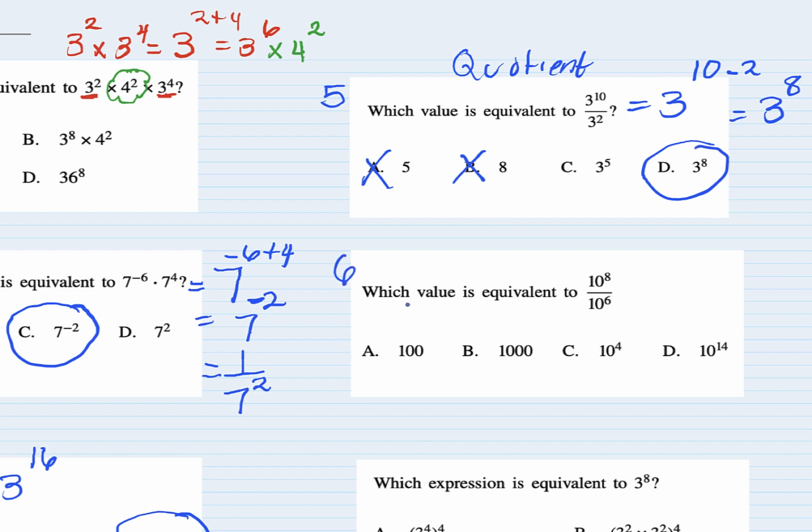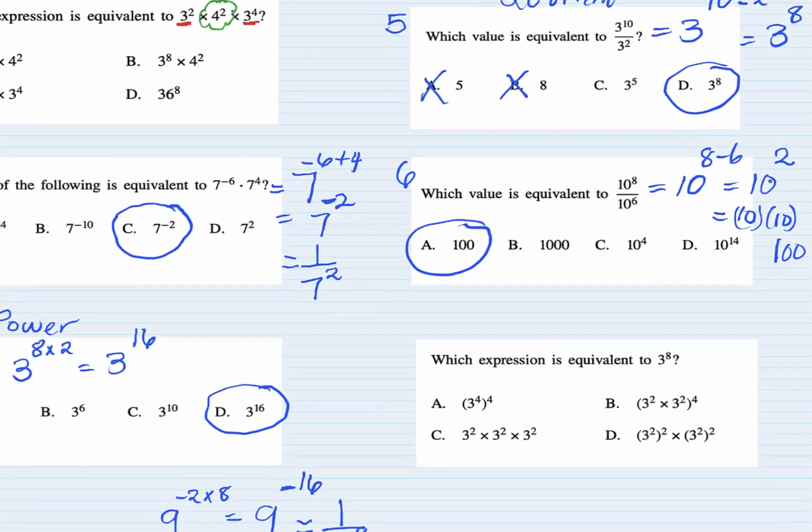Question 6, which value is equivalent to 10 to the 8 divided by 10 to the 6? So this will be 10, and then you would subtract, and you get 10 to the second, and you look at the answers and you don't see it. Now, when your exponent is pretty small, sometimes they change their answer to a numerical answer. 10 to the second means 10 multiplying itself twice. 10 times 10 is 100. So your answer is A.